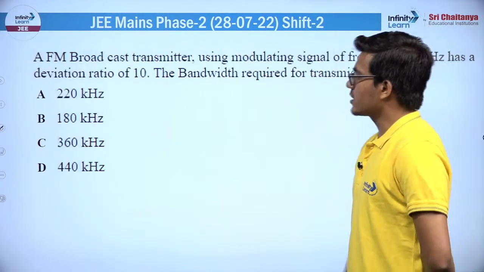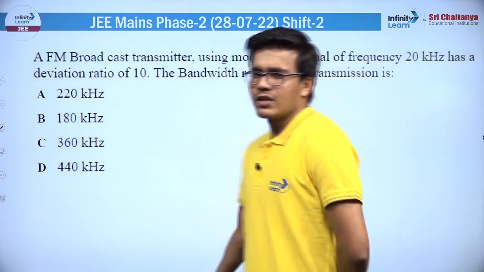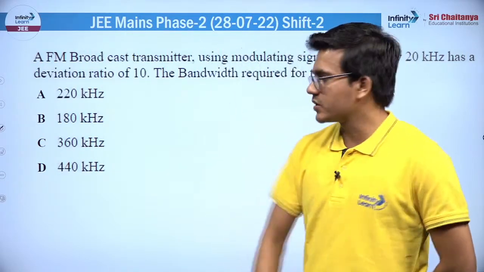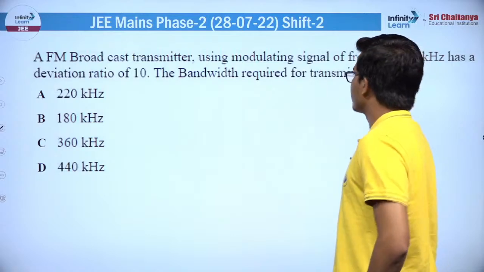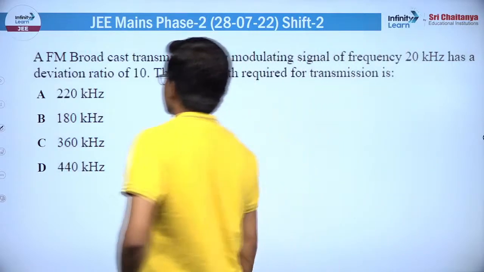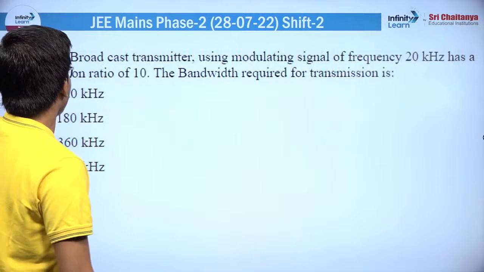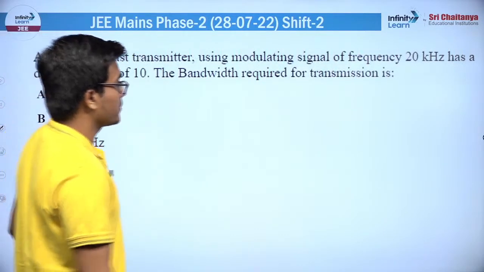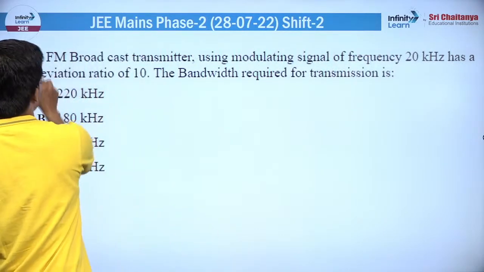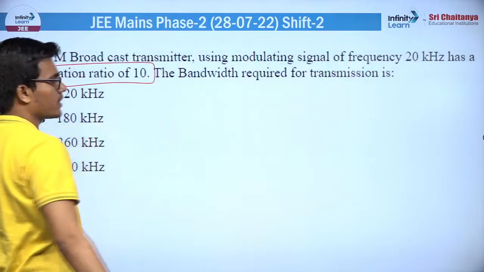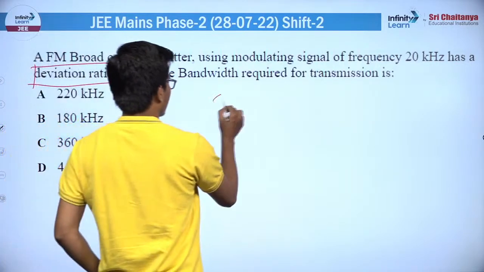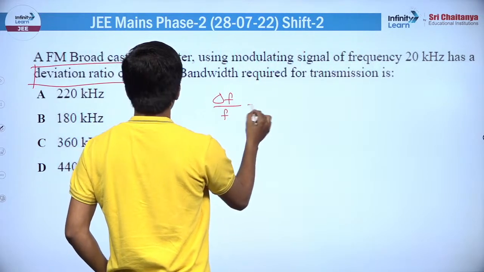Alright, moving to the next question. I would say this is a tough question according to the JEE Mains aspirant, because bandwidth frequency is something students do not remember. FM broadcast, and the important thing is deviation ratio, generally we skip, right? Deviation ratio is given by deviation in frequency by frequency, that is 10.